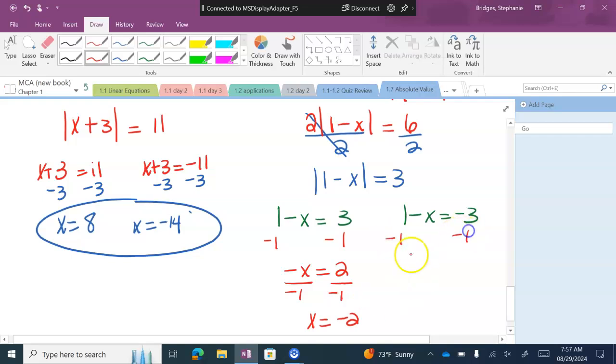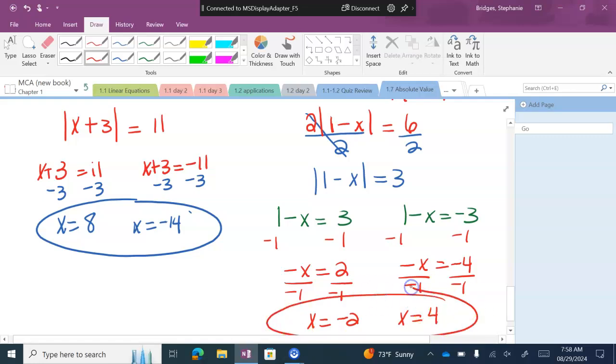And then the same thing over here. I get negative x equals negative 4, divide through by that negative 1. So what 2 answers do we get? We get a negative 2 and a positive 4. Anybody have any questions?